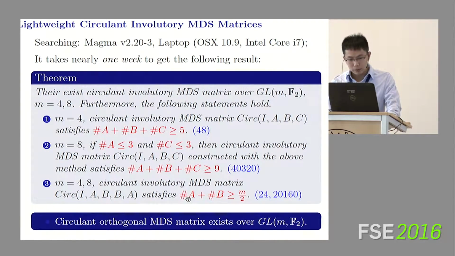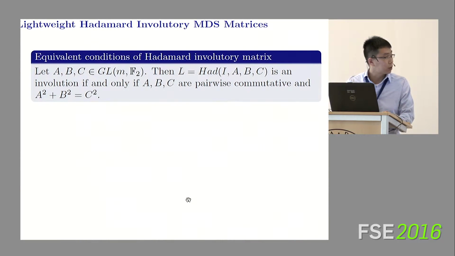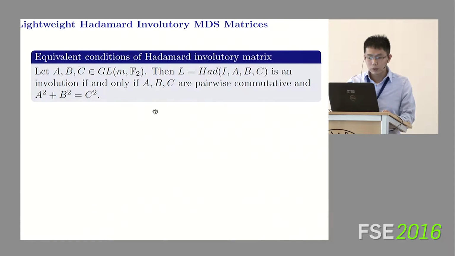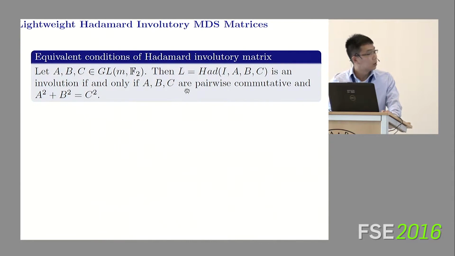Using a similar method, we can also construct a circulant orthogonal MDS matrix. As for the Hadamard involutory MDS matrix, we can also get an equivalent condition set for a Hadamard matrix to be an involution. From these conditions, we can see that if a Hadamard matrix with the first row's entries I, A, B, and C is an involution, then A, B, C should be pairwise commutative.